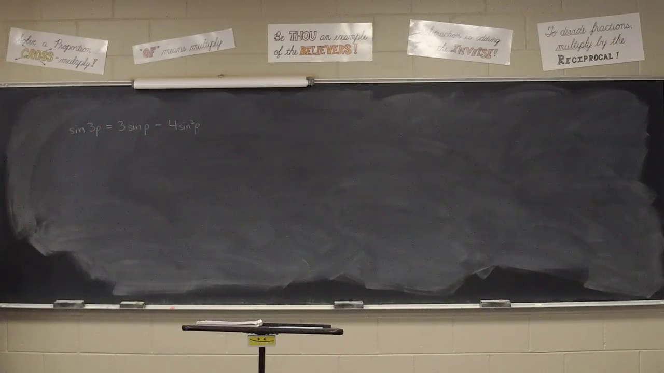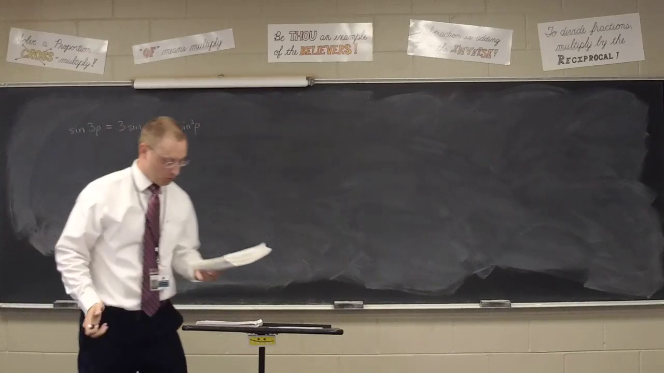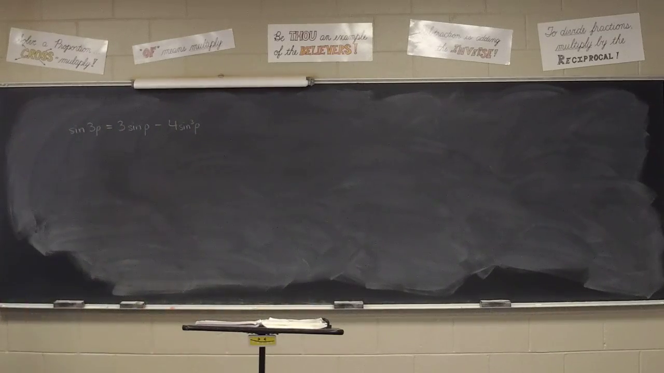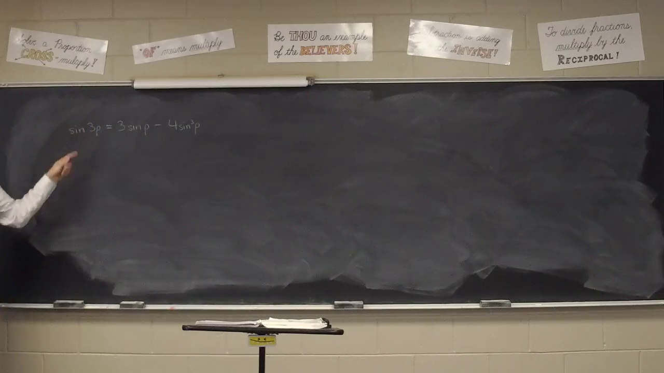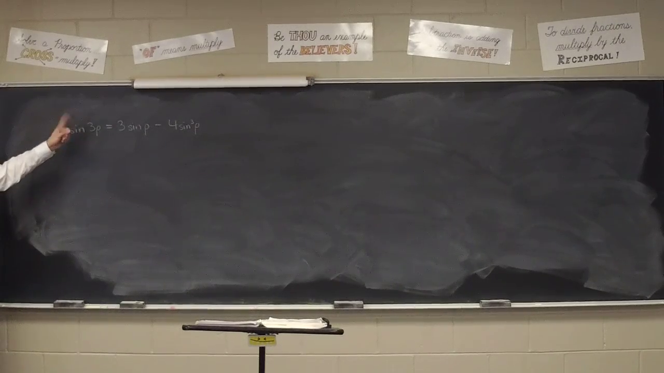Sine 3 rho equals 3 sine rho minus 4 sine cubed rho. Which side is more complicated, Jamie? I'll go with the left side. The left, because on the right you have plain old rhos, and those are simpler than triple rhos. So triple rho wins out, even though it looks like it should be less complicated. We know in our heart of hearts it's more complicated, right? However, we ain't got a triple angle identity, do we?